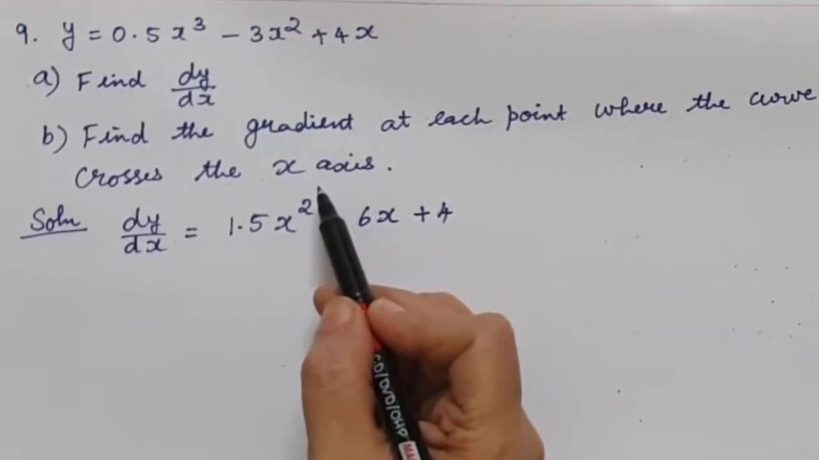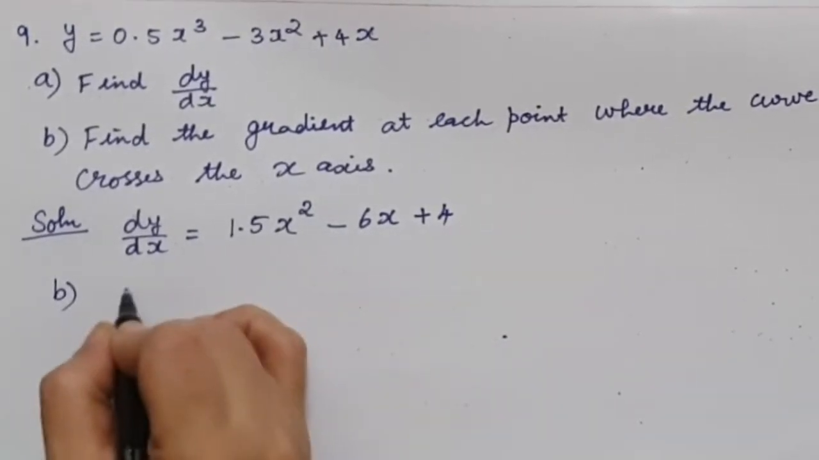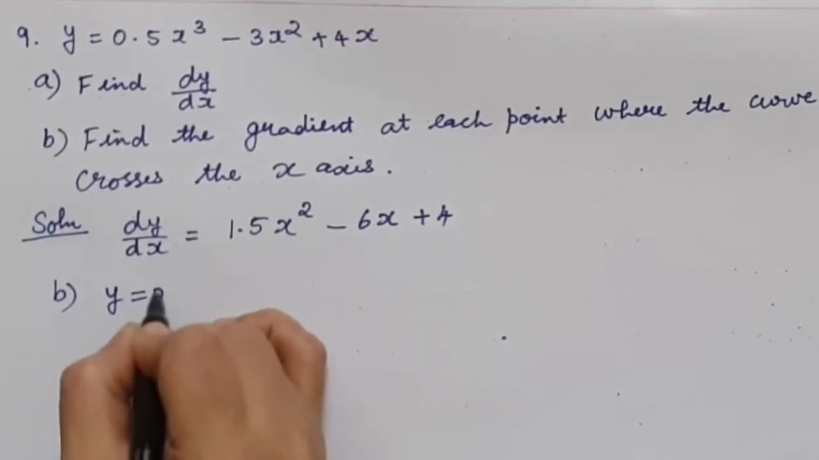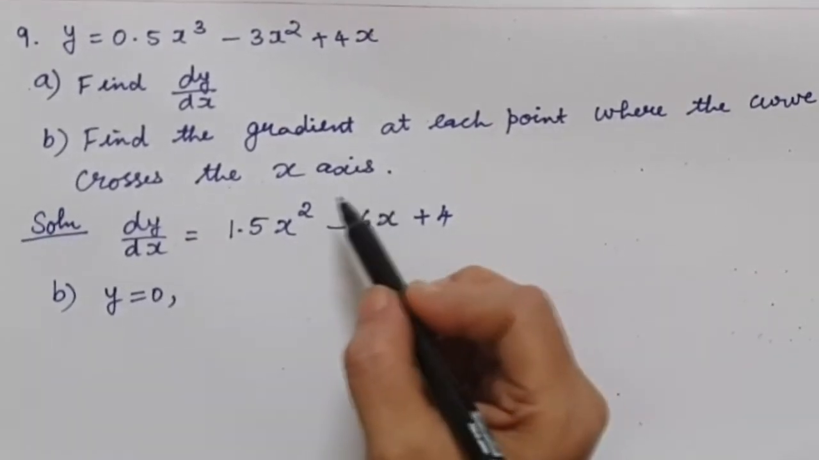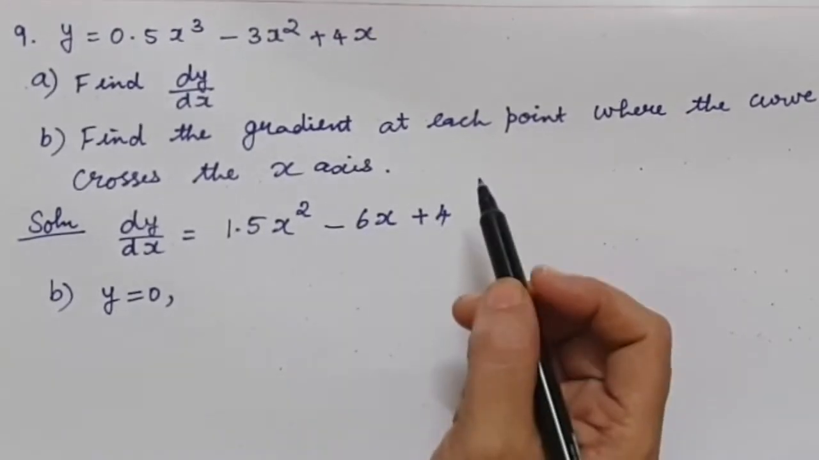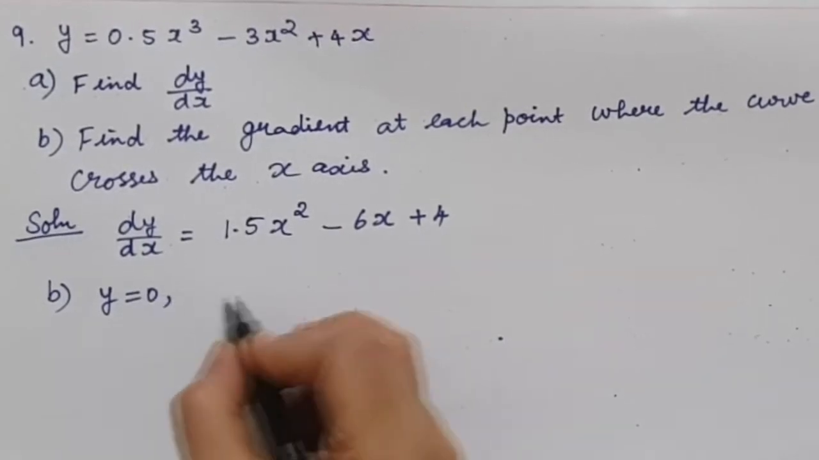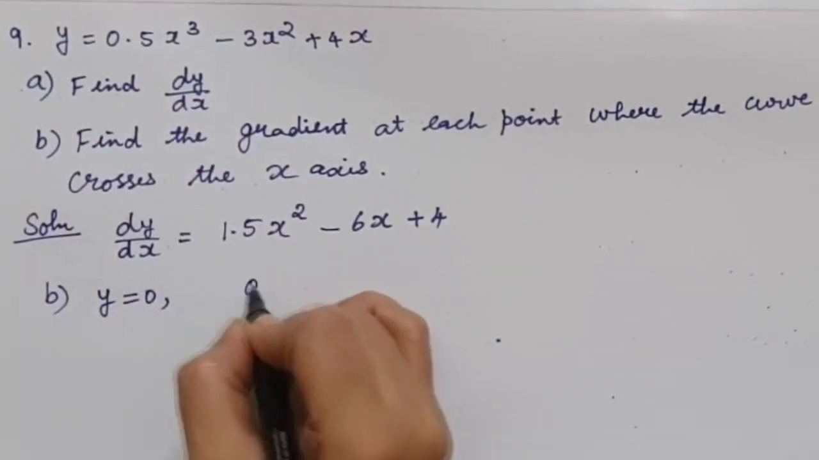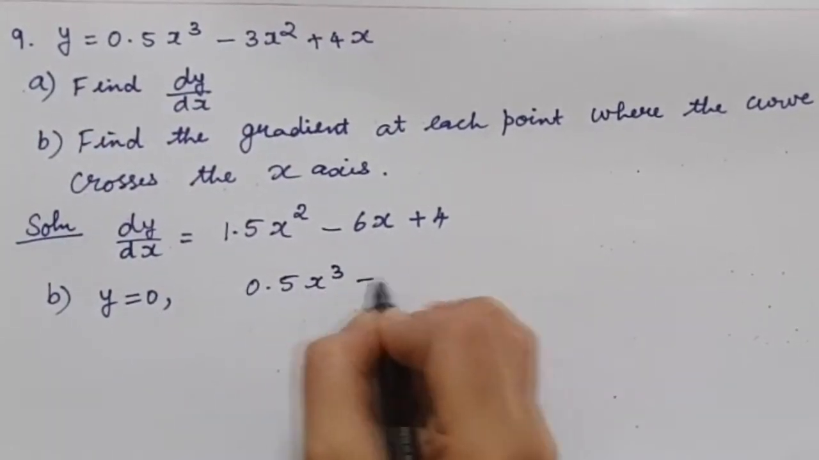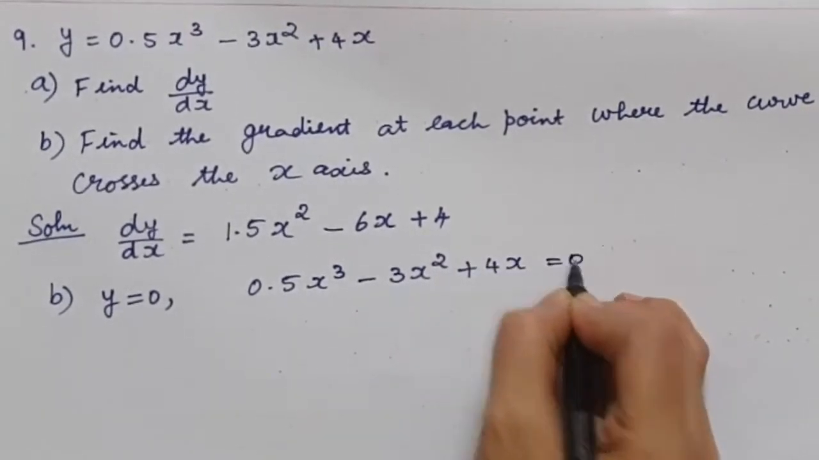Find the gradient of point where the curve crosses the x-axis. When the curve crosses the x-axis, y will be equal to 0. In the same way, when a curve is crossing the y-axis, x will be equal to 0. Opposite it will become. So now here in this curve, we'll substitute y as 0.